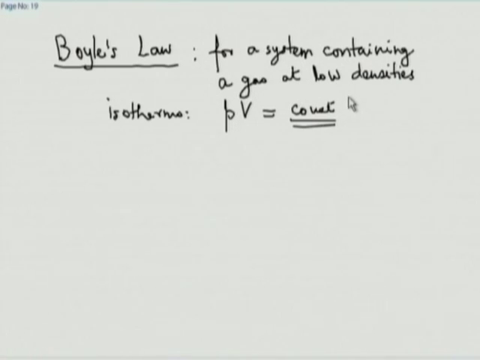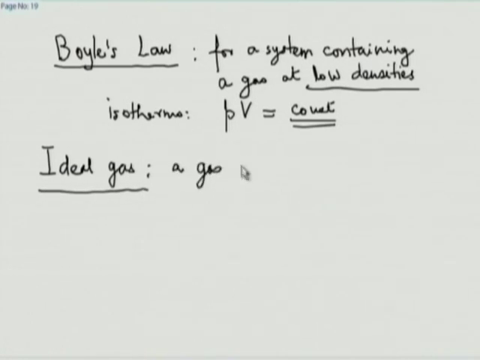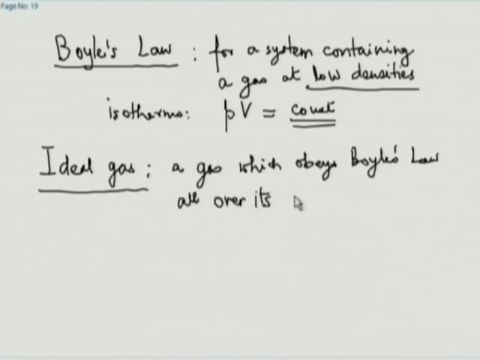Now this for real gases is an approximation, but then he came up with the idea which we today call an ideal gas. Any gas will obey this law approximately. The approximation becomes better and better at low densities. But then we define an ideal gas as a gas which obeys Boyle's law all over its state space. That is our definition of an ideal gas.